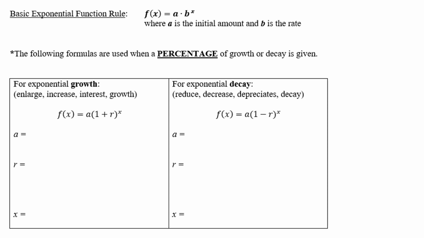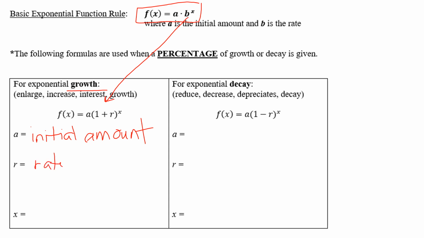Now, the one for exponential growth is f of x equals a times the quantity 1 plus r raised to the x. So you'll notice that it's a lot like the previous one, except b got replaced with the quantity 1 plus r. Okay, so we already know from previous that a is your initial amount. Okay, it's whatever you begin with. R is going to be the rate of growth in this case. Rate of growth.